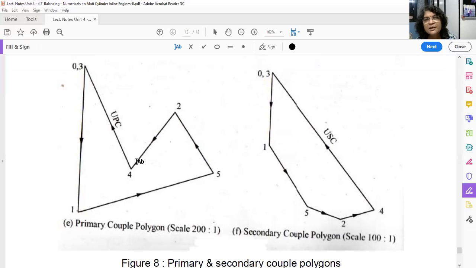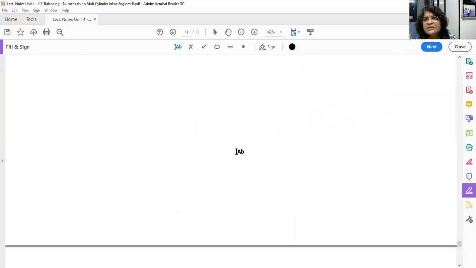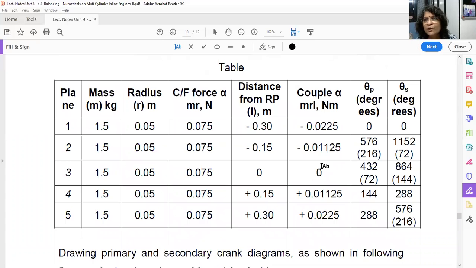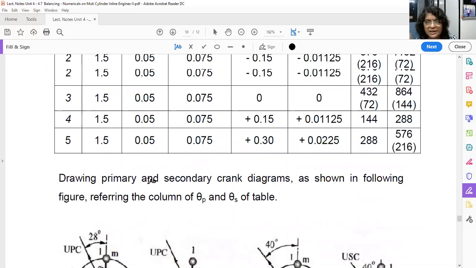Now you are here. We have started from O. Okay. So O to 1, 1 to 5, 5 to 2, 2 to 4. Okay. So 3 number is 0 only. That's why it is shown here. Plane number 3 has 0 couple. We assume the reference plane at this one. Okay. So as it is 0 couple, that's why we have shown 3 there.